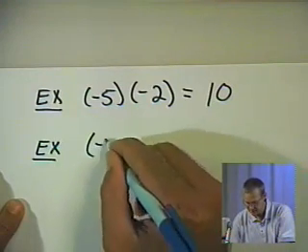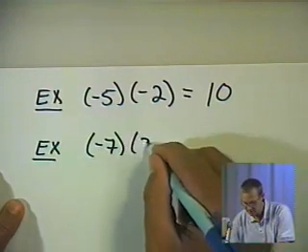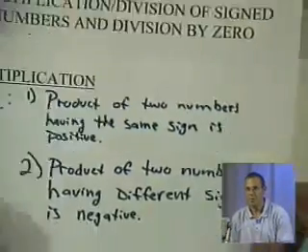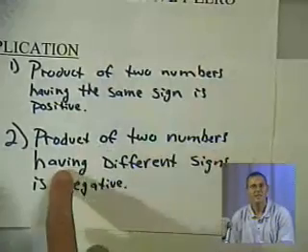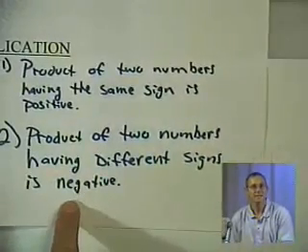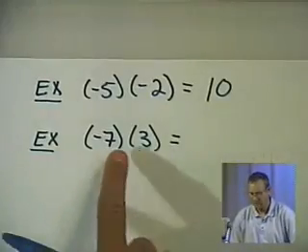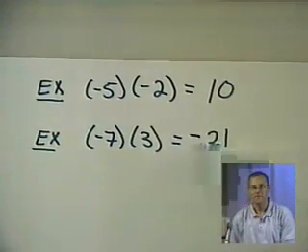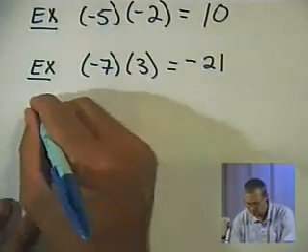Example, -7 times a positive 3. Well, our second rule said that the product of two numbers having different signs is negative. So here I have a negative times a positive. My result is going to be negative. Okay. Let's do one more.